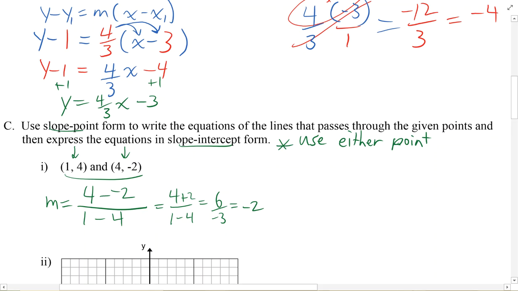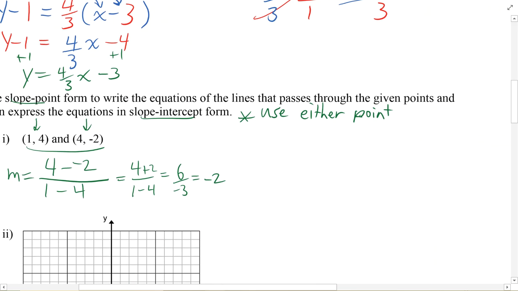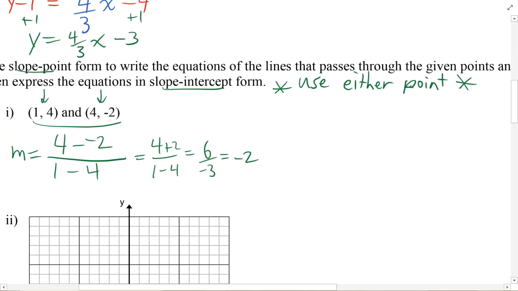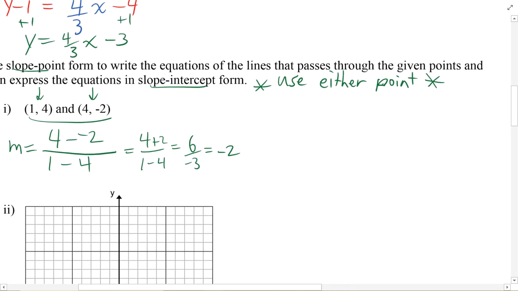Crazy, right? But on a line, there's points all over the place. So you could use any point. So you can use either point. That's really important to know. It doesn't matter which one you choose. So we're going to let Trevor choose. First one or second one, Trevor? Second one. Okay, so we're going to use the second one.